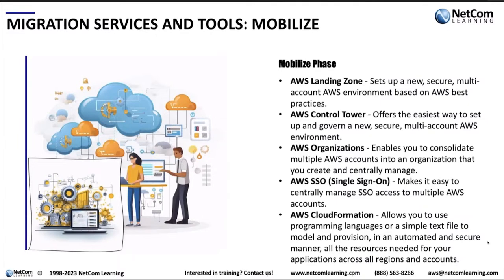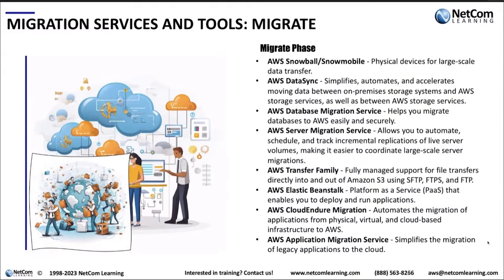And last but not least, we have the migrate phase. Now, the migrate phase is where you're actually moving things, right? You're moving your servers, moving your data. And as I mentioned before, if you're moving your entire data center, you probably don't want to take the time to send all that data through the internet. So you probably use something like AWS Snowmobile. It's a physical device. AWS will send it to you so that you can send back the data physically to AWS, and AWS will move that data for you into the AWS environment.